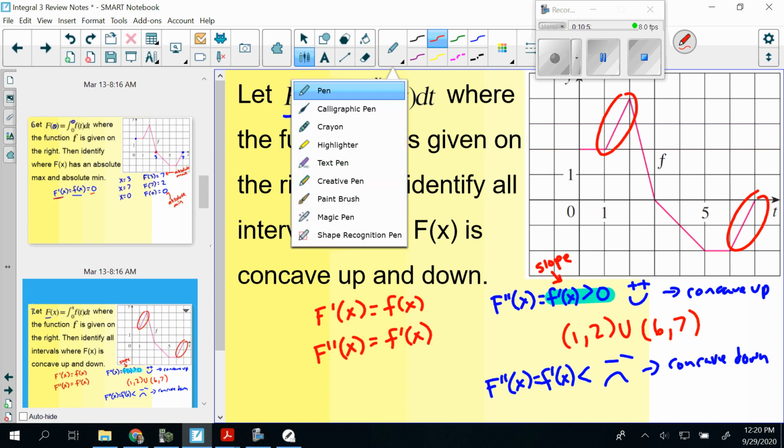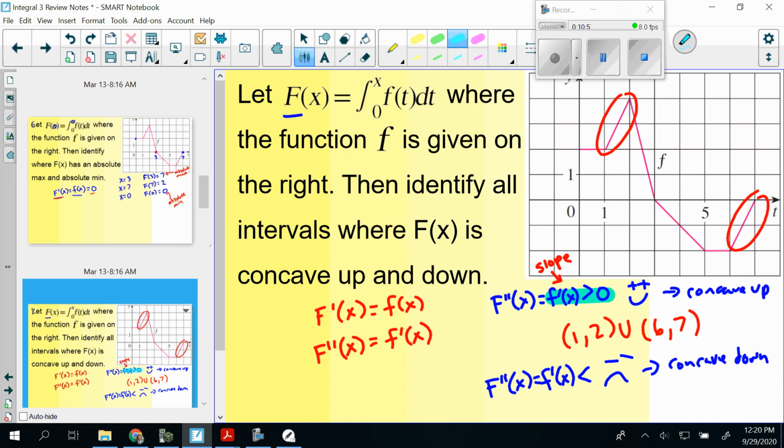The interval where this is going to be concave down then is where our slope is less than 0. So on our graph, that's where it has negative slope. We see some intervals here where there's negative slope here and here. So we can just combine those together into one and say that it would be from 2 to 5. That's where it's going to be concave down.